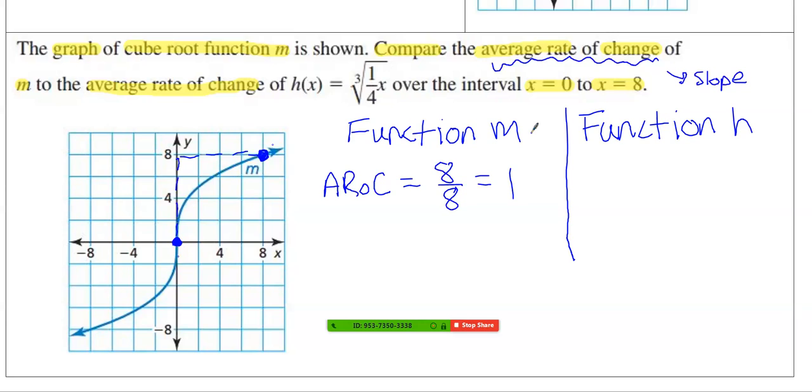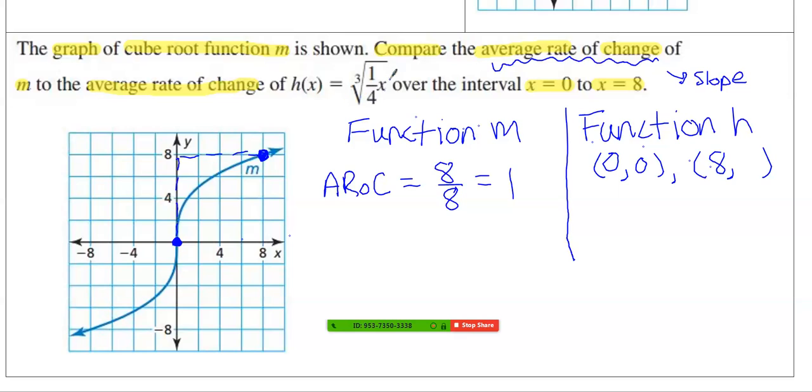For function h, we don't have a graph, but we can still find the average rate of change. What we need are just 2 points, right? Similar to what we just did here. I'm going to find 2 points, and those points are going to be when x equals 0 and when x equals 8. So I'm going to substitute 0 into this function. That's easy. 1/4 of 0 is 0. The cube root of 0 is 0. Sweet. So these both have a point at 0, 0.